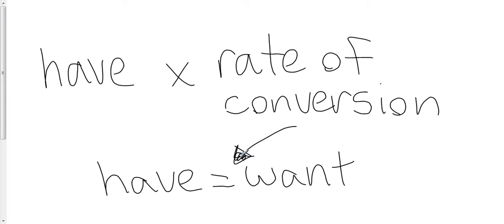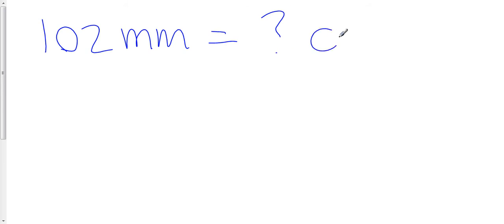I might have 2 of these, and that might be equal to 3 of these. And that's my rate of conversion. So what do I mean by this? Let's say I want to convert 102 millimeters, and I want to know how many centimeters is that. Okay, so I want to convert 102 millimeters into centimeters.